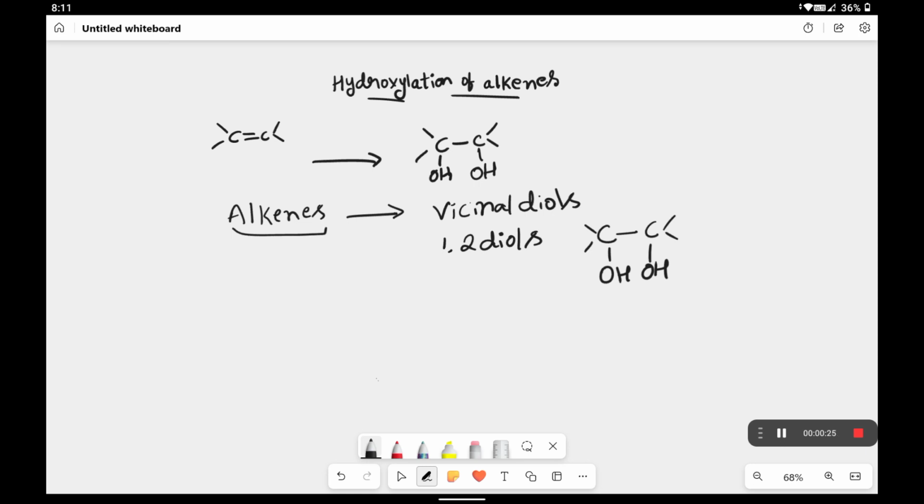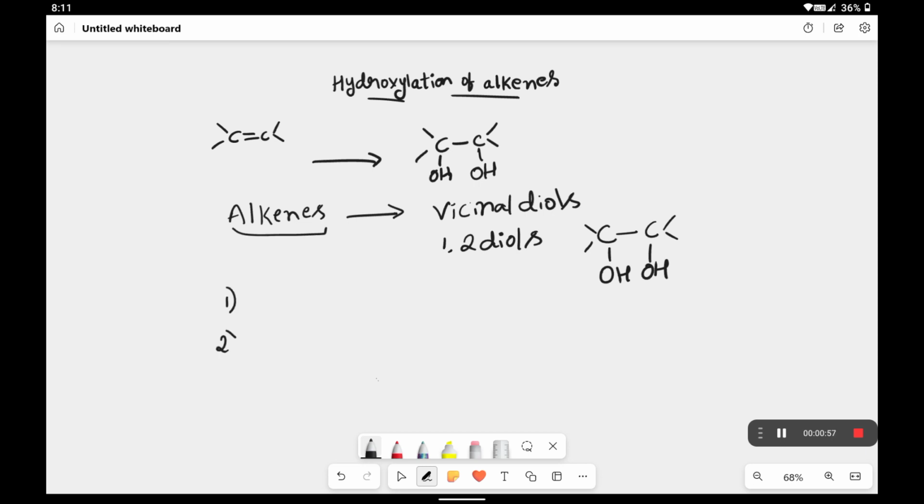So what do vicinal diols mean? The adjacent carbon atoms having two alcoholic groups are called vicinal diols, or 1,2 diols. So how do we convert an alkene to a vicinal diol? It is possible by using some reagents. We call these reagents hydroxylating agents.